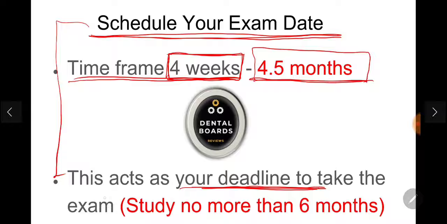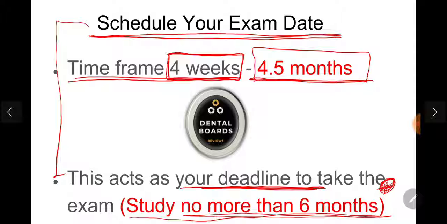Now, what I recommend is that you do not study for more than 6 months. Don't study for this exam for more than 6 months, because there's a risk that you may forget the initial, critical information that you studied, and you may have to go back again. You're supposed to review multiple times, but make sure you don't continue reviewing for so long that you end up forgetting. All right, so no more than 6 months.